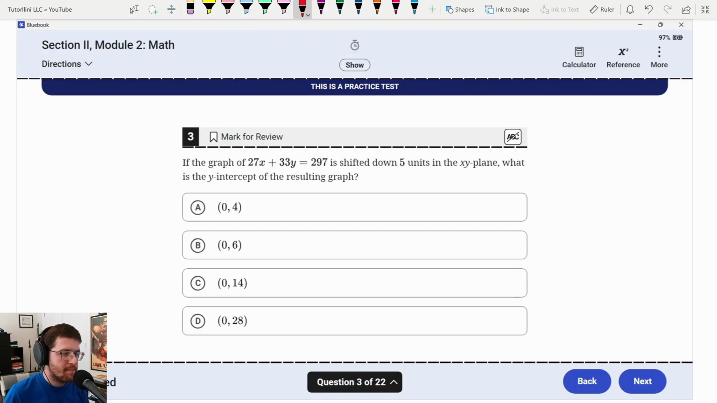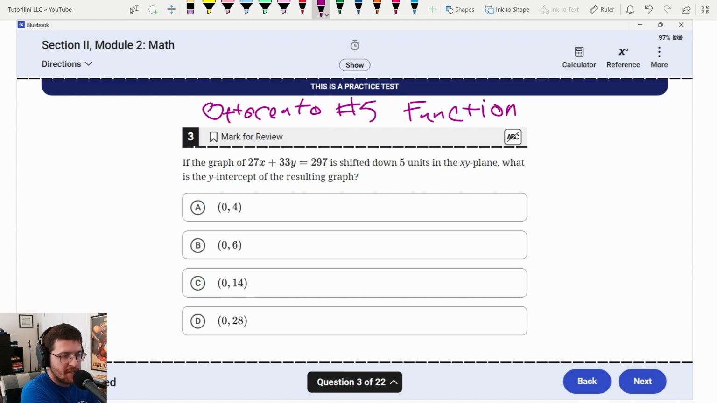Okay, question 3. So I go over this in great detail in my Ottocento number 5 on function translations. Please go watch it. It's one of the most commonly misunderstood topics, and odds are what I'm about to say isn't going to make any sense if you don't go watch it. So please go check that out, function translations.